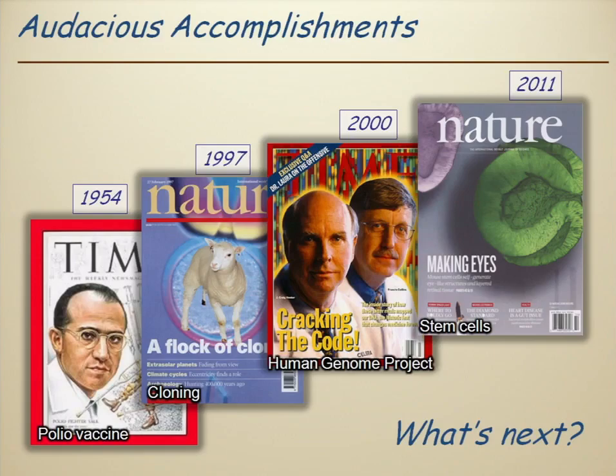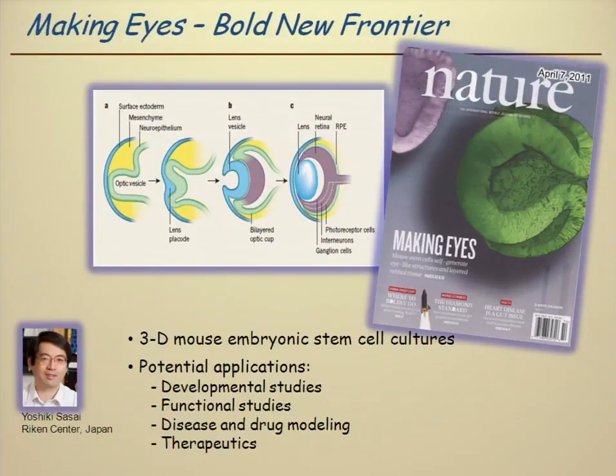But here's a seminal event for ophthalmology. Published in Nature a year and a half ago. This, folks, is a mouse eyeball grown in culture from single mouse embryonic stem cells. This is a seminal event. Yoshiki Sasai did this work. We had him speaking across the street last year.